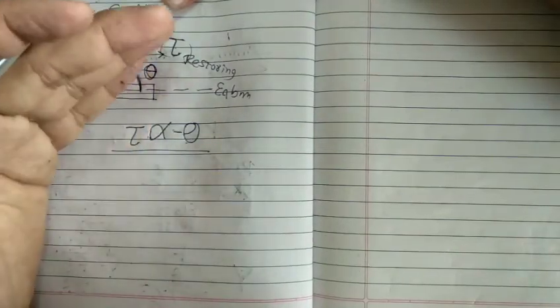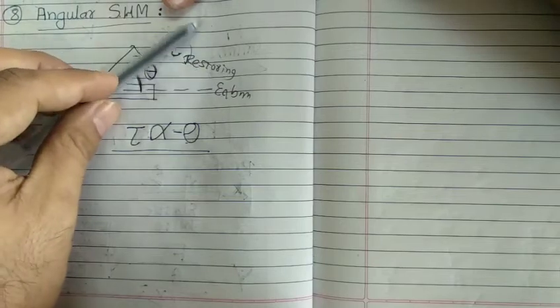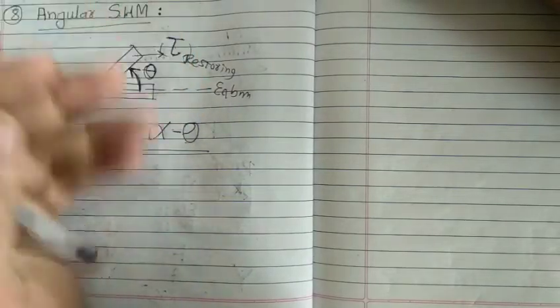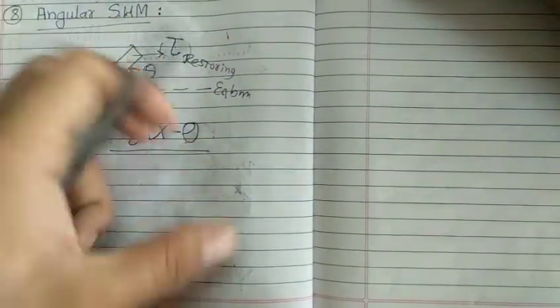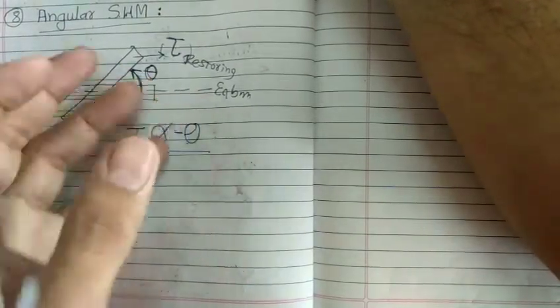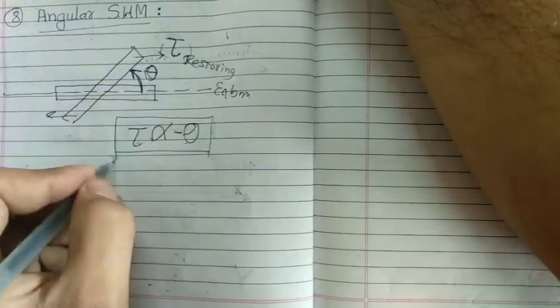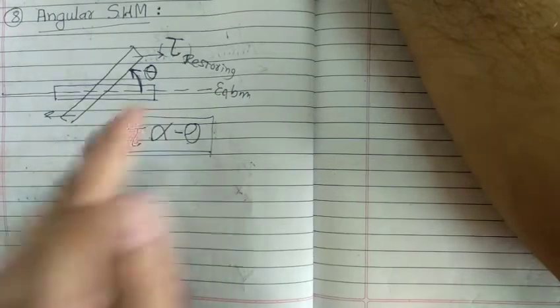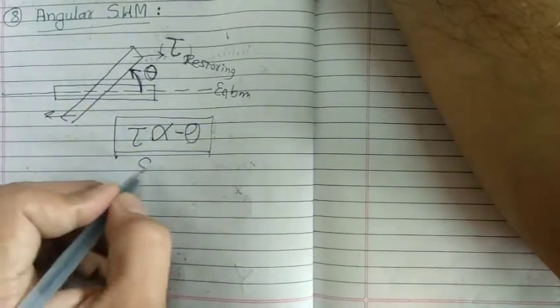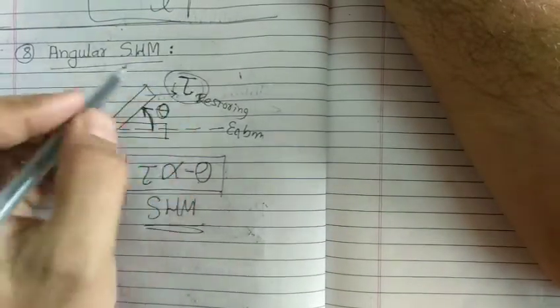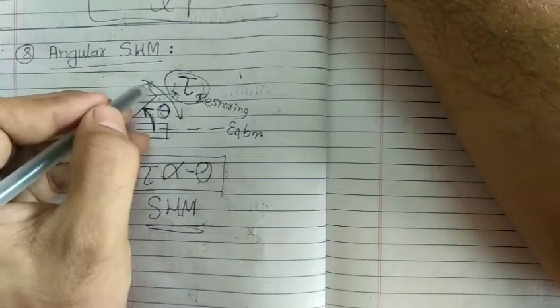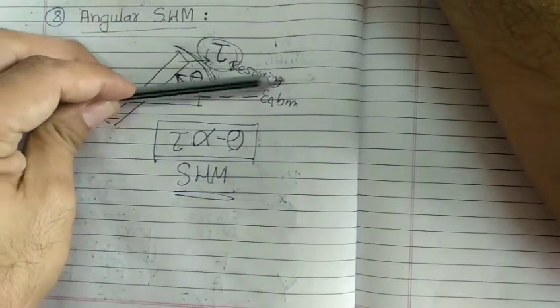That means as theta is in anti-clockwise direction, this torque wants to rotate the body in the clockwise direction to bring it in equilibrium. This torque is against the theta, it's opposing the theta, but torque is proportional to theta also. Suppose this condition is there. If this condition happens, then we can say this body starts performing SHM. How? Because of this torque, the body starts rotating in the clockwise direction, like this, and the body will come back to the equilibrium position.